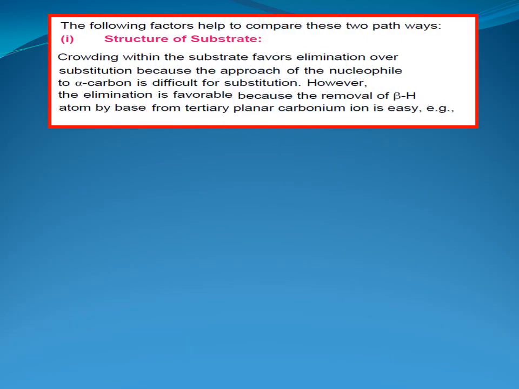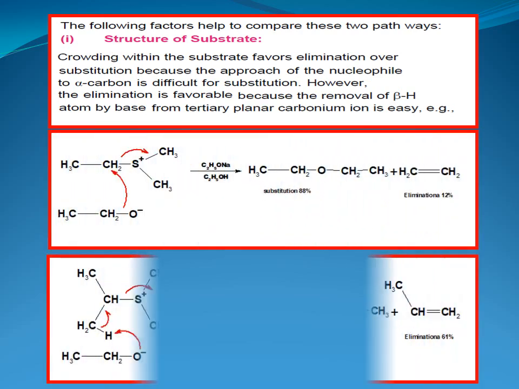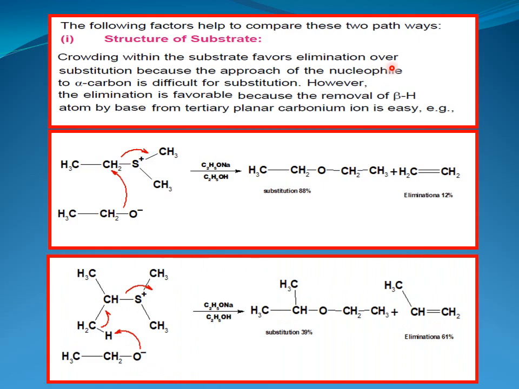Now students, let us study the factors that are going to help us compare these two paths. The first one is the structure of the substrate. Crowding within the substrate prefers elimination. Now you can observe this second reaction in which the substrate is a crowded one. You can see the leaving group is attached to a carbon which is attached with two methyl groups, whereas this carbon is attached to only one methyl group.